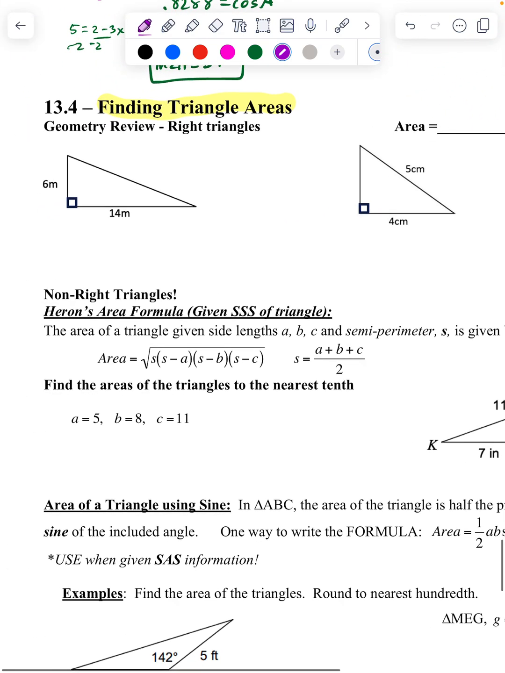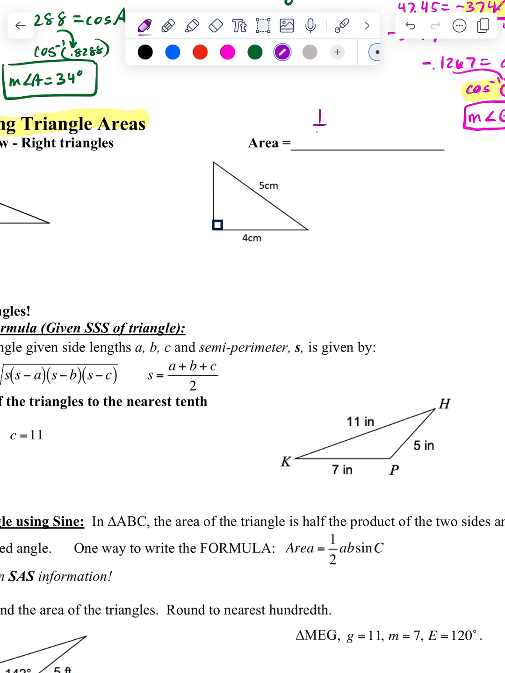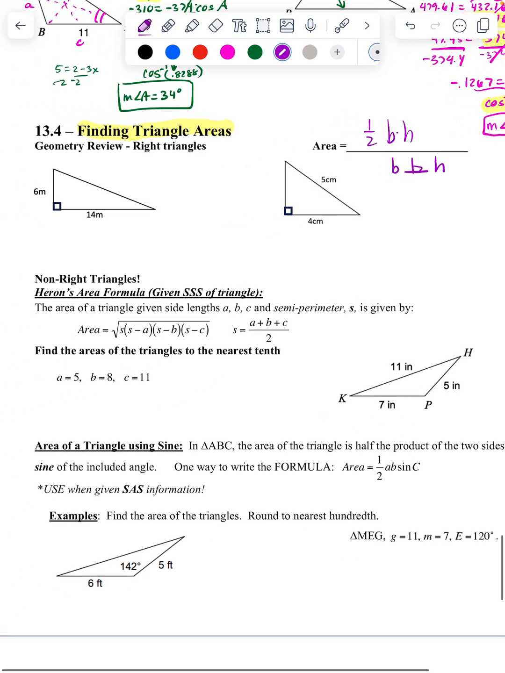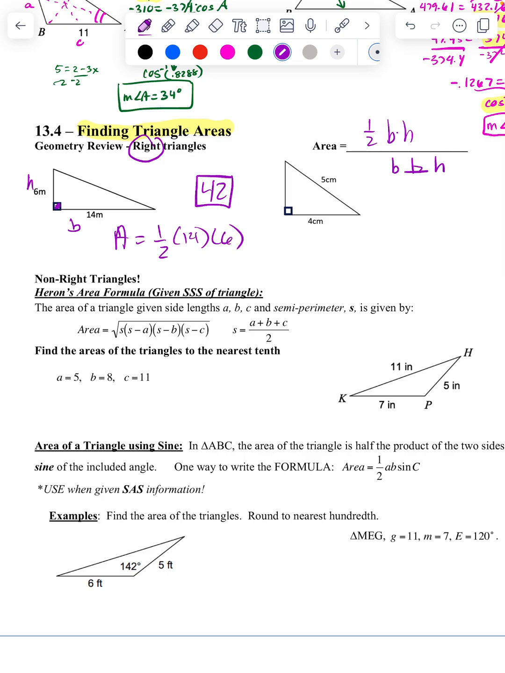So back in geometry, we did right triangle trig, and our area formula was area equals 1/2 base times height, but the base has to be perpendicular to the height, so they have to intersect at 90. That will work for right triangles. In right triangles, it doesn't matter which one's base and height as long as they're at that 90. So I could do area equals 1/2 the base times the height, and I plop that into my calculator and get an area of 42.